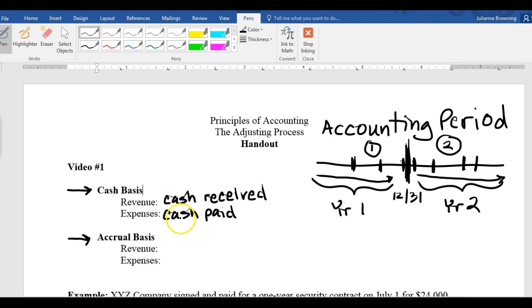Now on the accrual basis, it is a little bit different. On the accrual basis, revenues are recognized when they are earned, and expenses are recognized when they are incurred. So these two items don't necessarily depend on the cash portions of the transactions.